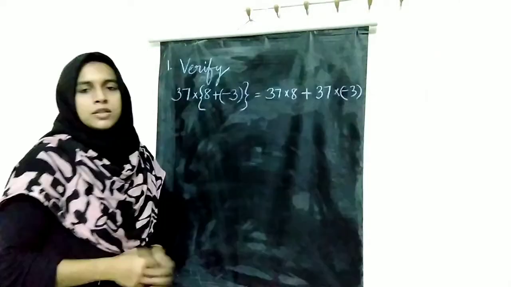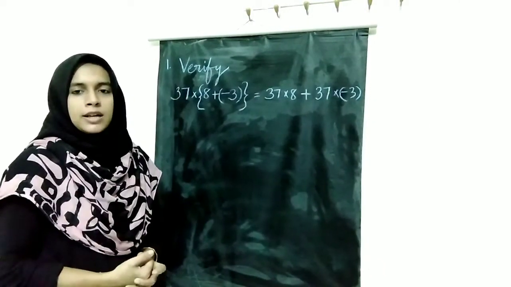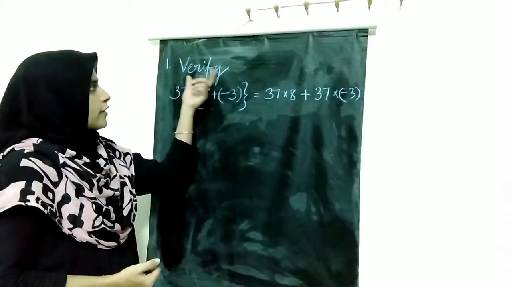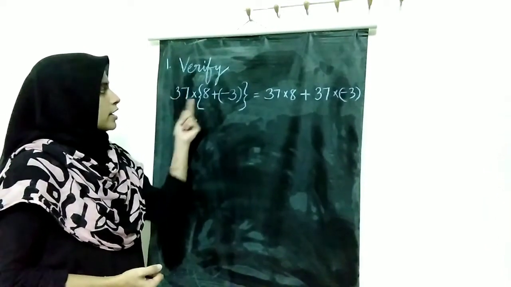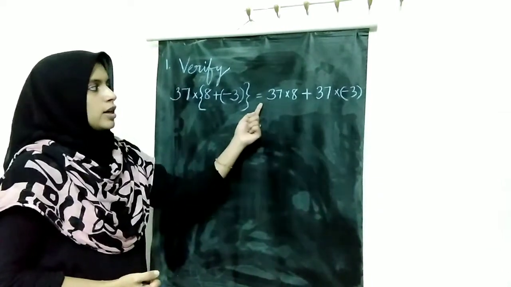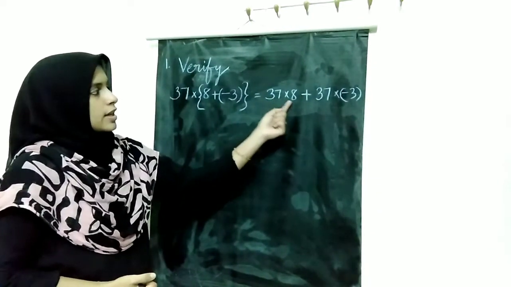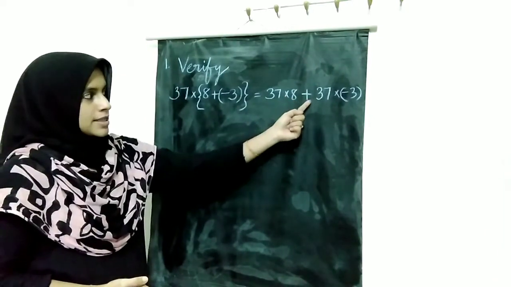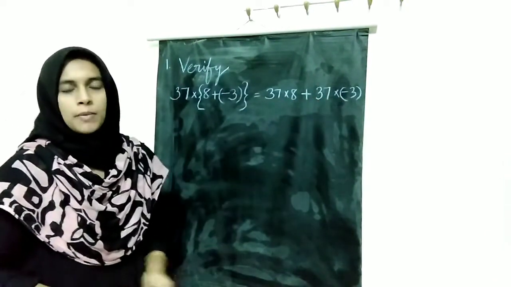Today we will be solving some problems based on multiplication properties of integers. After that we'll move to the topic division of integers. So children, write the first question. Verify 37 into 8 plus minus 3 is equal to 37 into 8 plus 37 into minus 3.